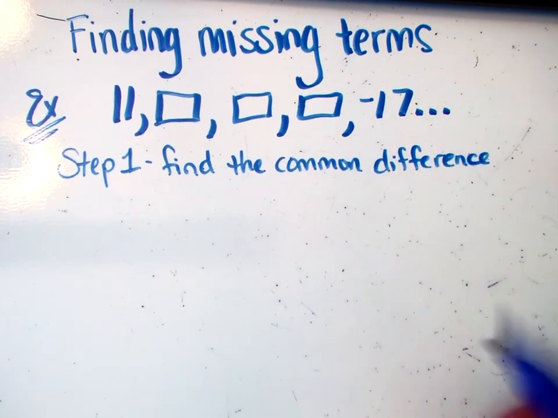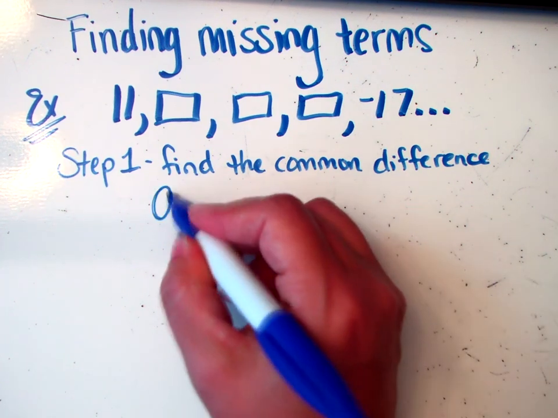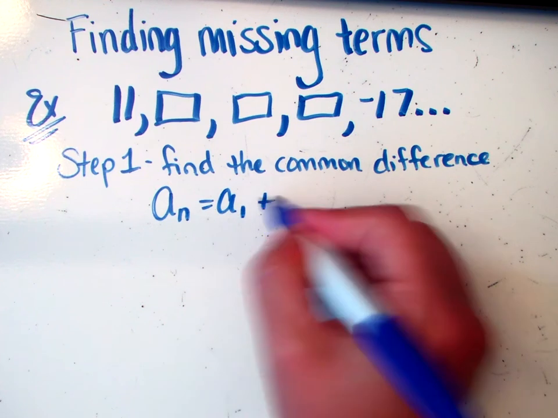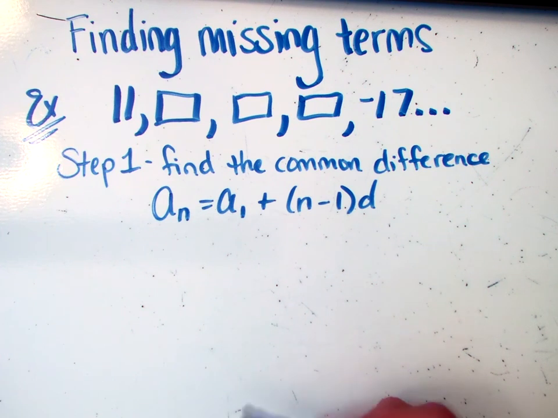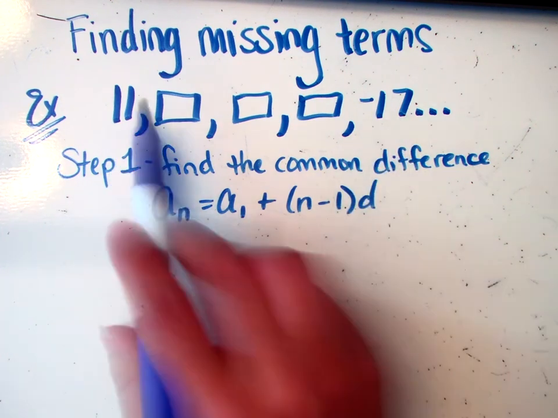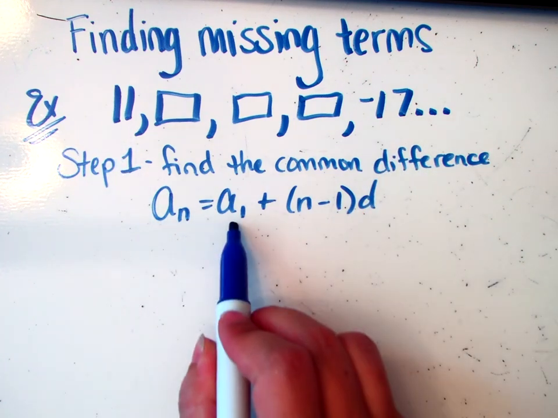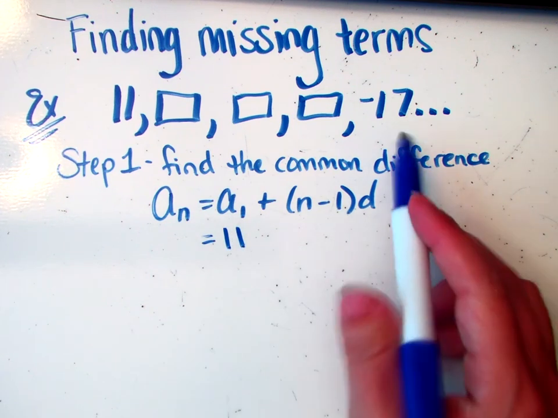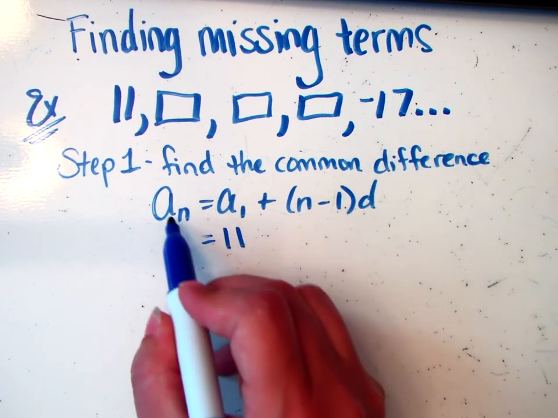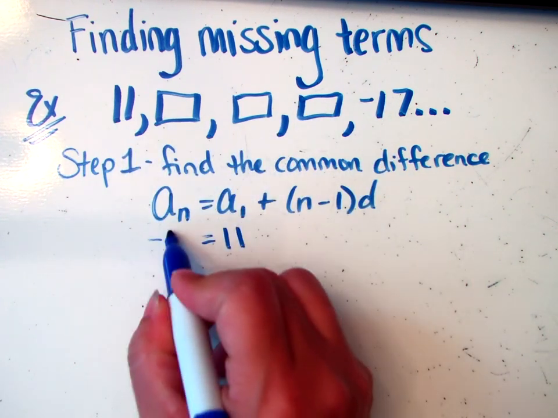All right, we do not have 2 terms next to each other, so we are going to use our general rule. So we have a sub n equals a sub 1 plus n minus 1 times d. And we are going to say to ourselves, what information did they give me? I have the first term, and I have the 5th term. So the 11 goes there as a sub 1. The only other number I have is the negative 17, so my a sub n is my 5th term. So that's a negative 17.